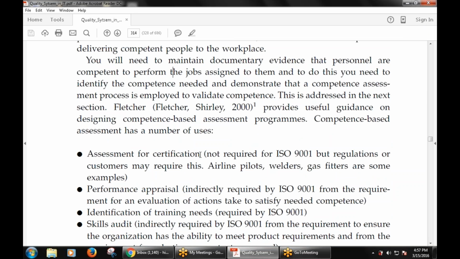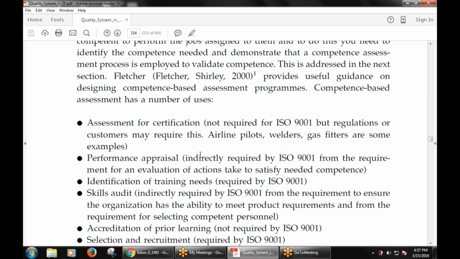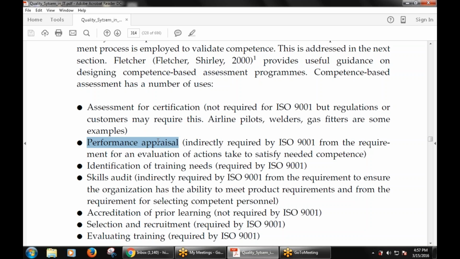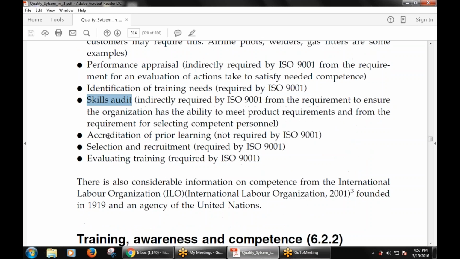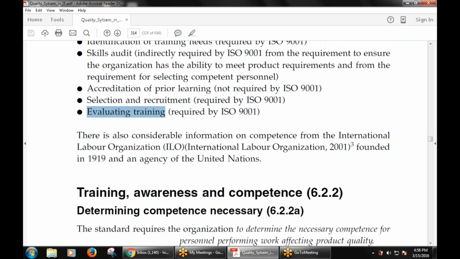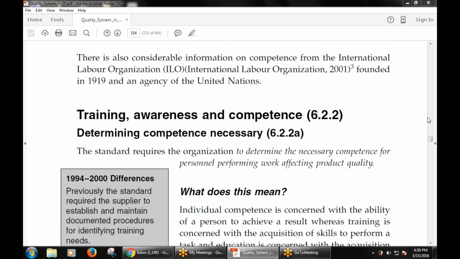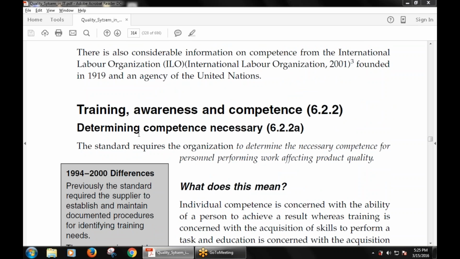So the assessment for certification is required. Assessment for certification, performance appraisal interviews, identification of training needs, skills audit, accreditation of prior learning, selection and recruitment, then evaluating the training. That is how to evaluate the training that is required. Training awareness and competence means how to provide the training, how to make the various employees aware, and what the various competences among the employees are.